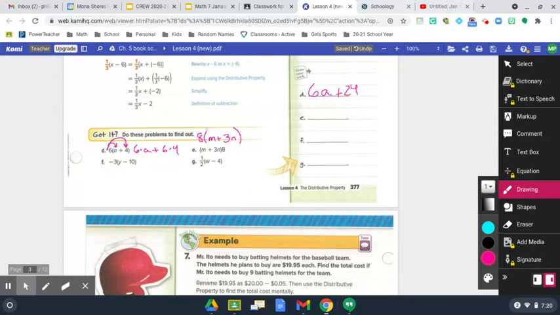So let's get started. We're going to take 8 and we're going to distribute it to m. We're also going to take the 8 and distribute it to 3n. So what does that look like? 8 times m. Plus 8 times 3n, just like that.